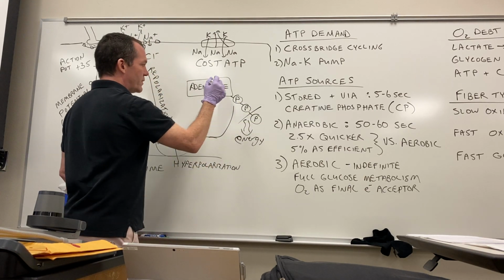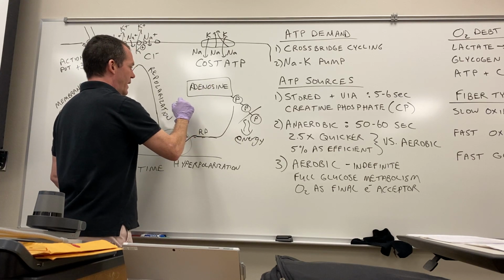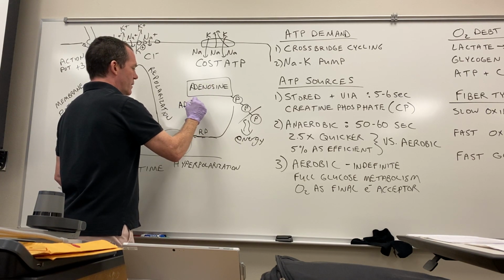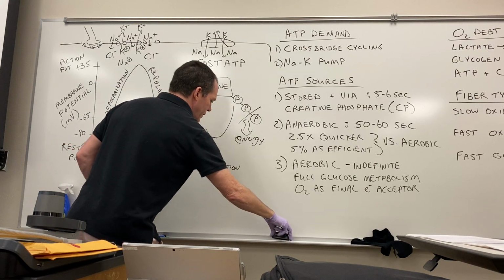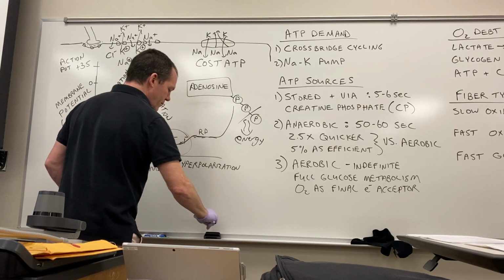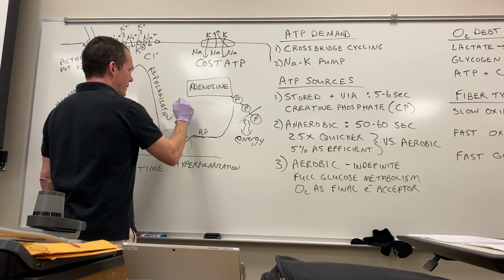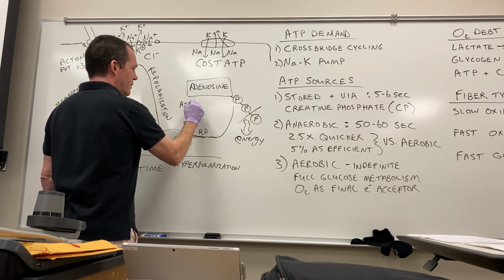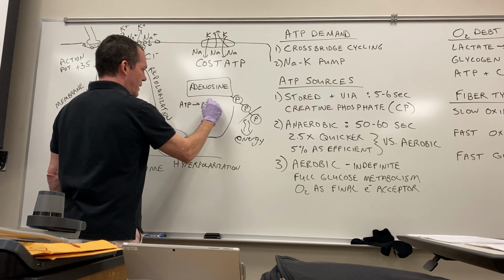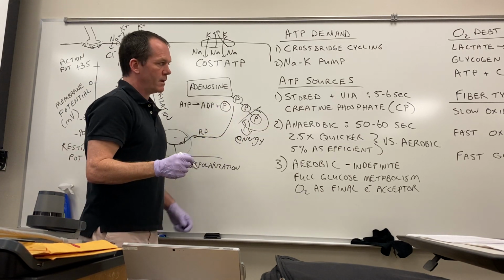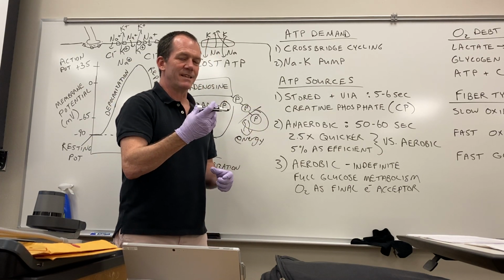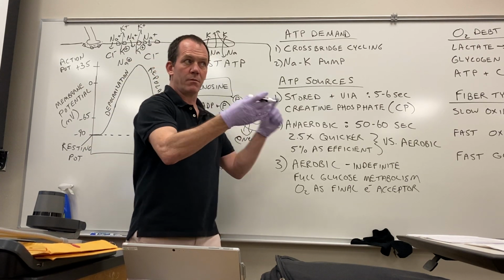So whenever you see that formula that goes ADP can go to ATP. Wait, I got it backwards. Here's what happens when you're trying to think off the cuff. ATP can be broken down into ADP plus a phosphate. Well, that's that guy there. So if I'm going to reattach it, I'm going to get it from a number of different sources.